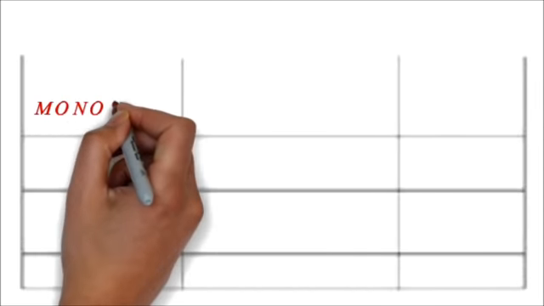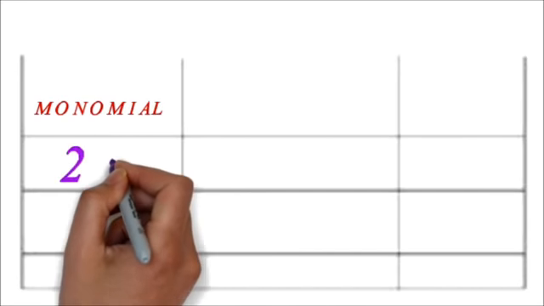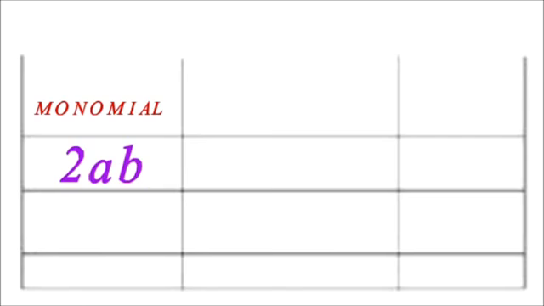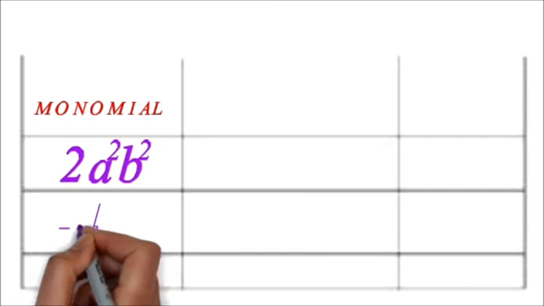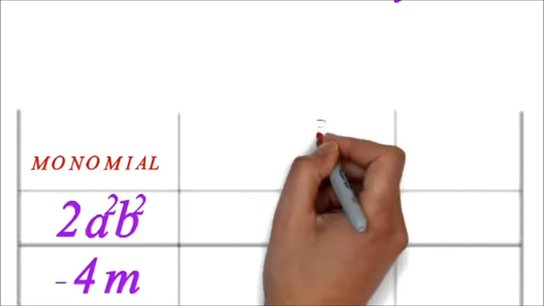A monomial is an algebraic expression of one term. Let's look at examples. So we have 2a squared b squared. This is just one term. It has no plus or minus sign or anything else. Minus 4m is also a monomial, and 7xyz is also a monomial.